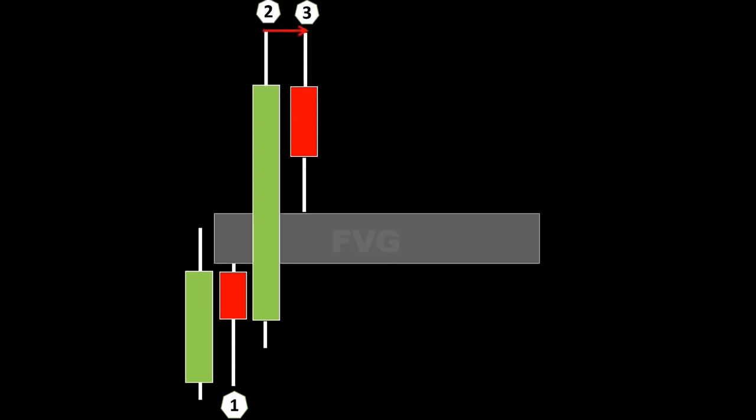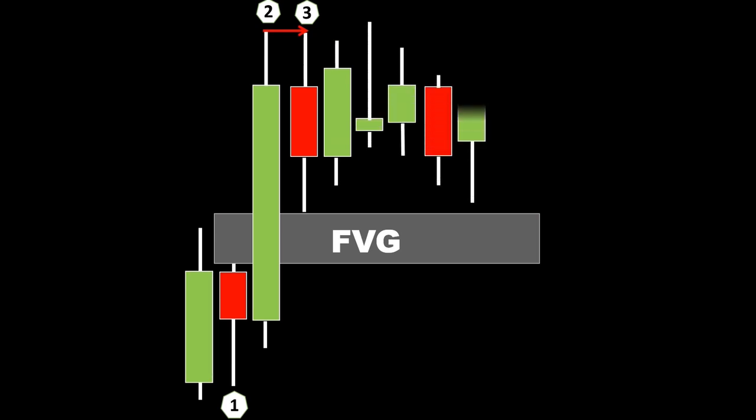FVG zones are a good entry point into the market, but here's the deal: if the third candle can't break above the second candle, we probably won't have a solid level to jump in. That's when things can get tricky and the FVG zone might fail. So, we just talked about one of the weakest setups in the fair value gap.